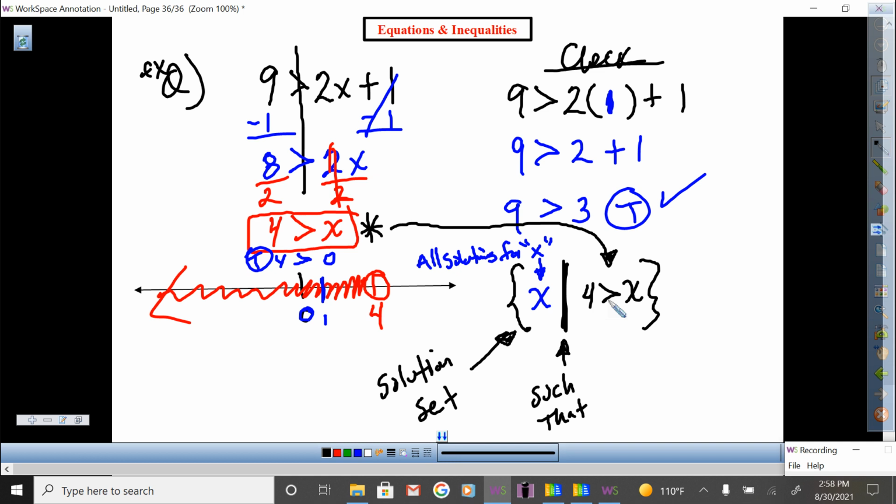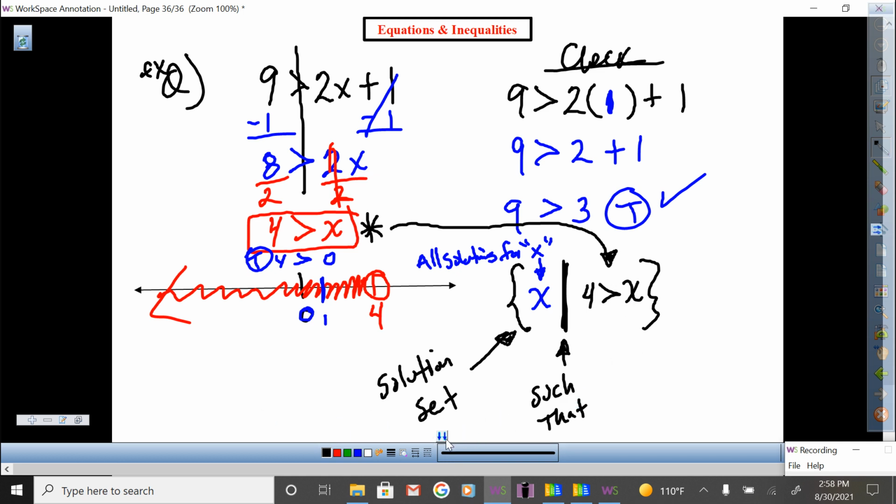And that's all the process that you're going to be doing tonight. Let's do another one. Ready? But here goes the process one more time. We solve for the variable. We graph our solution. We check our solution, and we write our solution set. And it reads solution set of all X values such that 4 is greater than X.